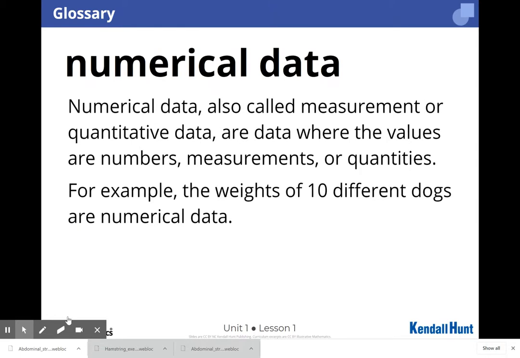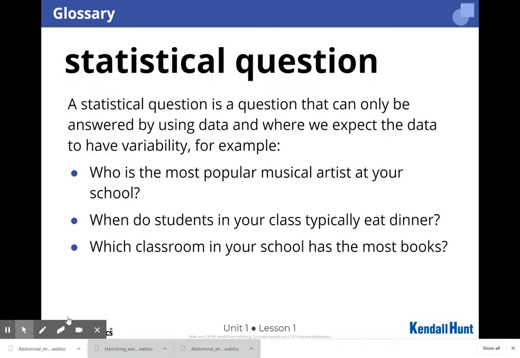Numerical data is the data that you get from getting numbers. So how much dogs weigh, or how many chairs are in a classroom, things like that. Anything that gives you a number is numerical data.